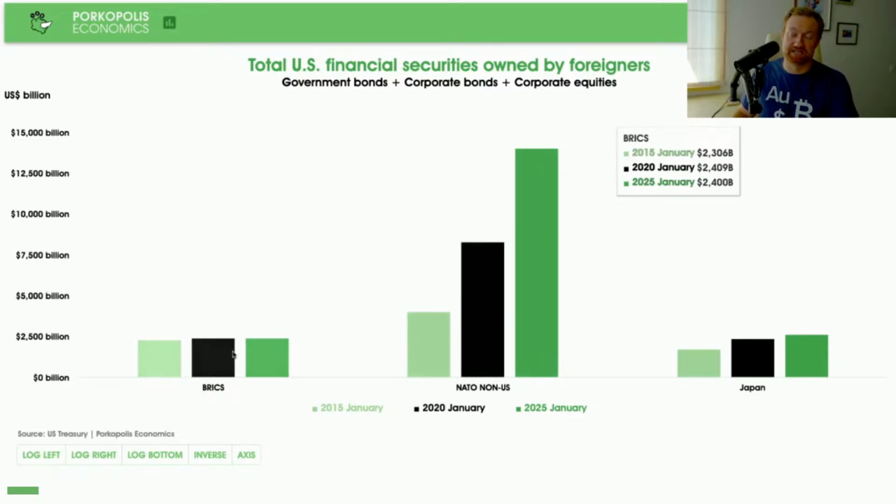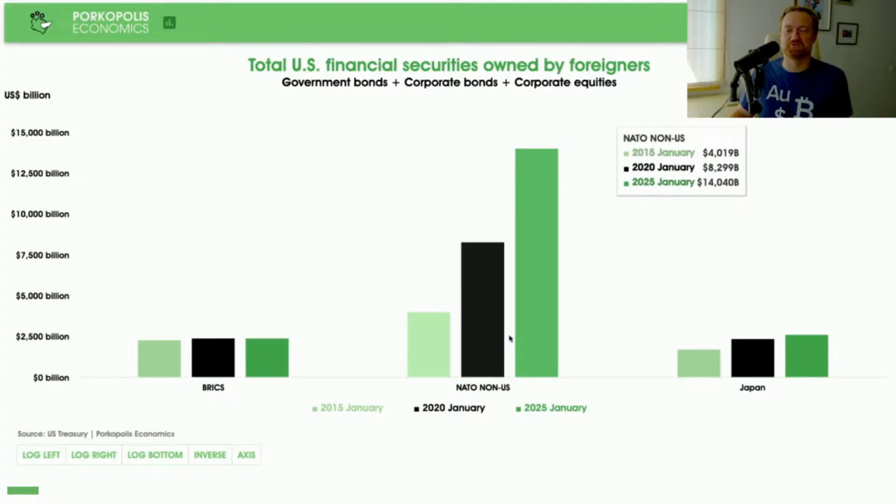Because you see over the last 10 years, BRICS have not even grown at all their investment into American securities. Japan has grown, but not too much. We know they have their own problems. So it's really Europe. Canada's in here, of course. This is America's biggest ally, actually has the biggest share of financial interest in the United States, which is interesting. We're going to see how this goes.